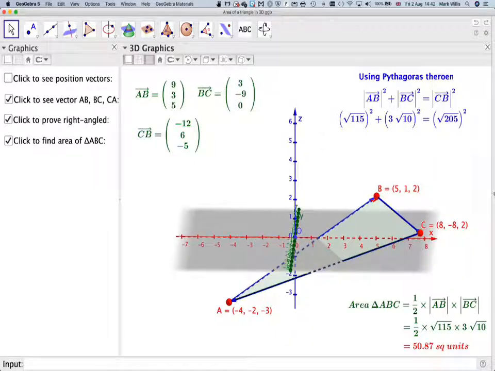This has been a video to show you how to prove that a triangle in 3D is right angled, and then hence find its area. I hope you've understood, and I thank you very much for watching.